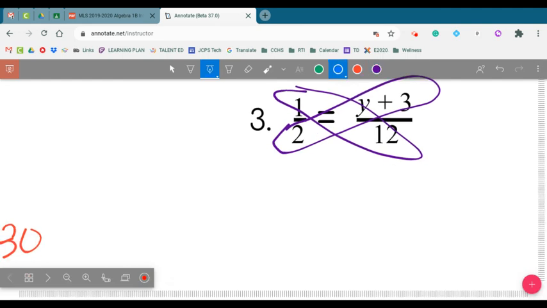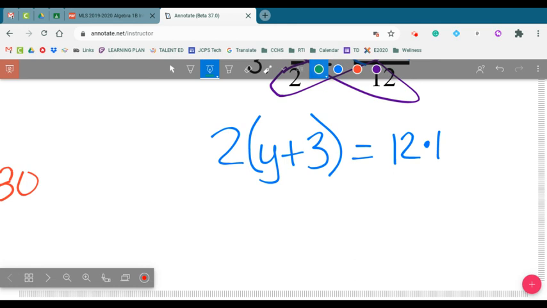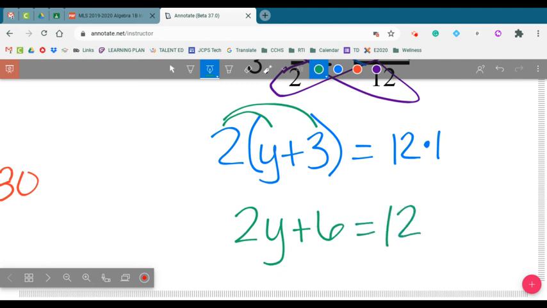So I'm going to write my 2. Anytime you have 2 terms or more, I want you to write in parentheses. So I'm going to do 2 times y plus 3 equals 12 times 1. 12 times 1 is going to be 12. So I have to distribute. So I'm going to get 2y plus 6, and then 12 times 1 was 12.